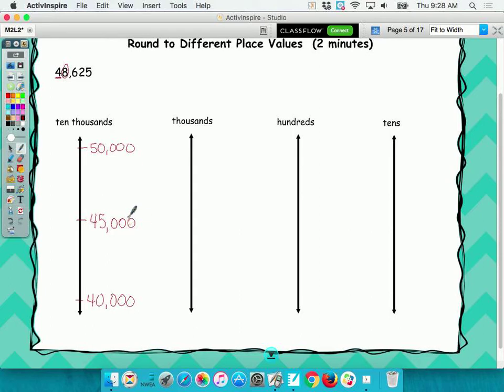So above or below the midpoint? Above. And if I circled that 8, I already knew it was going to be above. Did you already know it was going to be above? Yes. Okay, so my answer? 50,000. Write this down. You're not going to use these number lines anymore the rest of the day. Okay, so you write it down for me now, and you get to skip it the rest of the day. So the next one is the thousands place.